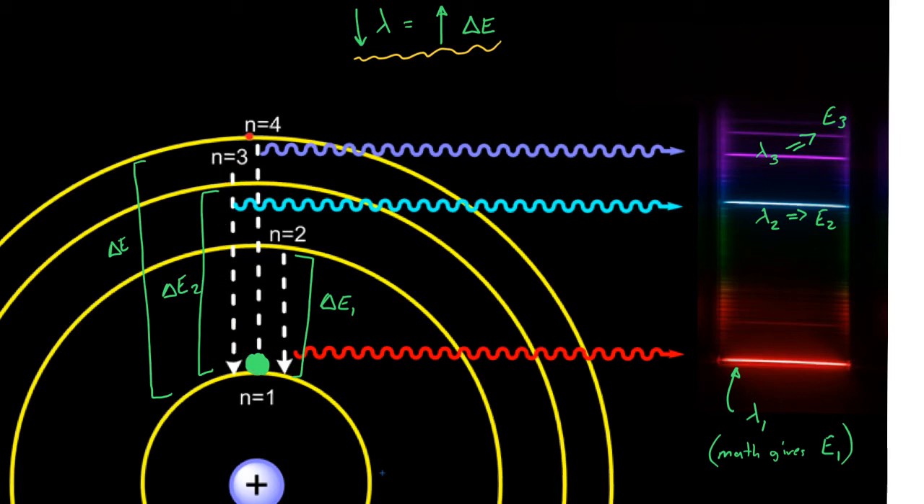All of that energy needs to be given off when it falls back down to the ground state. So this is where we get these different colors. Now, what about these gaps? What do these gaps represent?